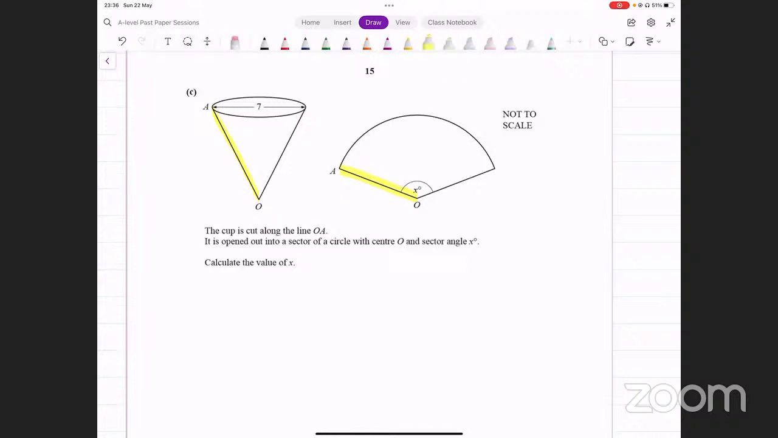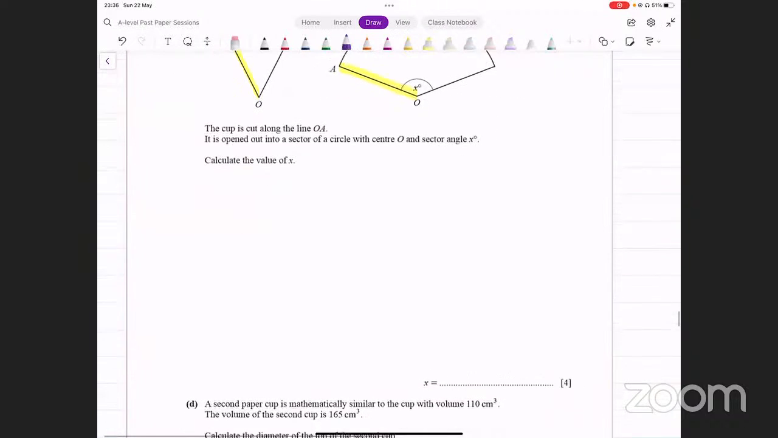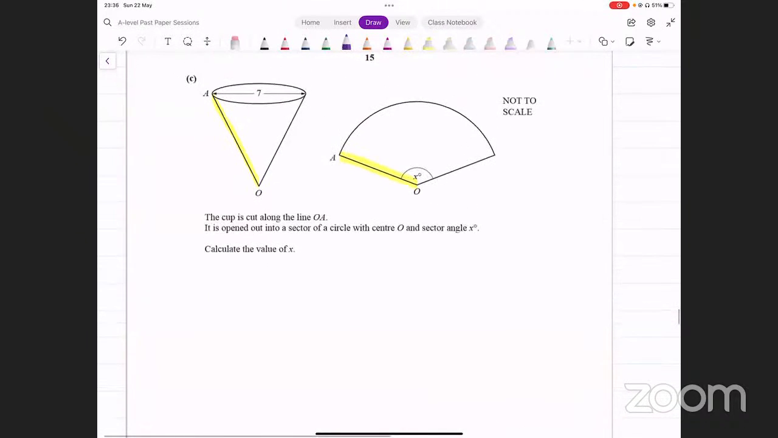Okay, center O and the sector angle X. Angle जो है sector का, that is X. We've got to calculate the angle X. Angle X आपको evaluate करना है यहाँ पे. Now, how can we think about this? Angle X हमें evaluate करना है. Let's see what we can do here. So this is 4 marks. Okay.